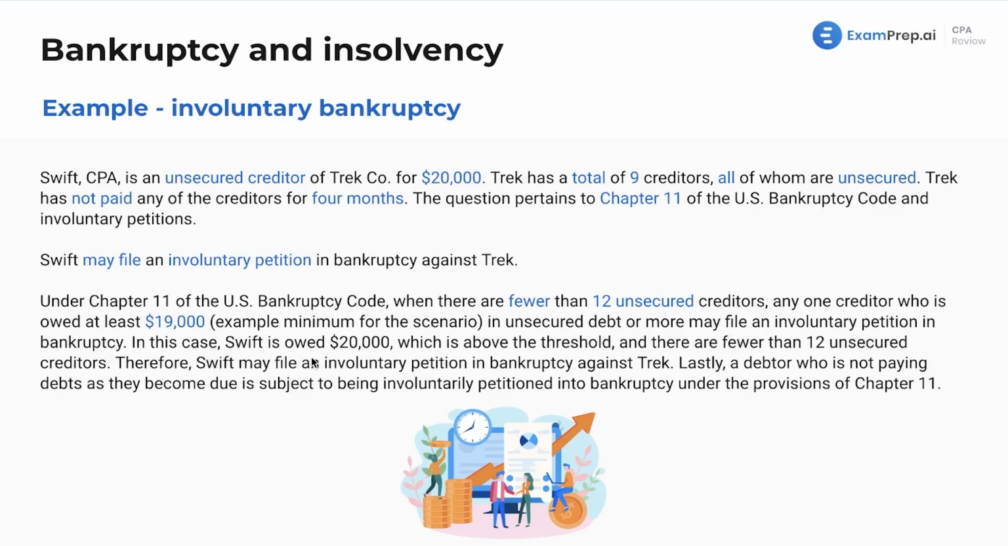Now, in this case, Swift is owed $20,000, which is above the threshold. We used 16,000 something in the prior slide. Here we're using 19,000, which is above the threshold, and there are fewer than 12 unsecured creditors. Therefore, Swift may file an involuntary petition in bankruptcy against Trek. And lastly, a debtor who is not paying debts as they become due is subject to being involuntarily petitioned into bankruptcy under Chapter 11. Just running through situations and examples. Hopefully this is helping. I know this is helping because this helped me get through the exam in my attempt, and you'll get through it on yours.